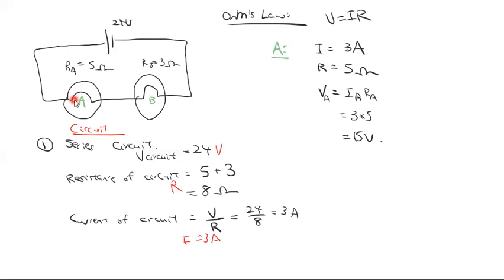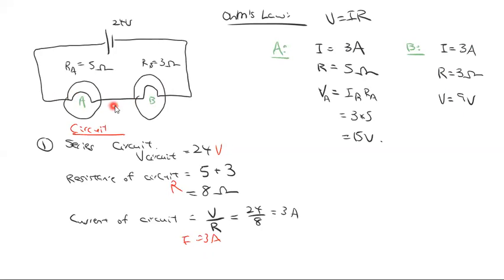So now we've worked out for A, it's got a resistance of 5, a current of 3, and a drop of voltage of 15 volts, right? Let's do the same thing for B. What's the current for B? It's the same, 3. What's the resistance? 3 as well. What's the voltage? 9.